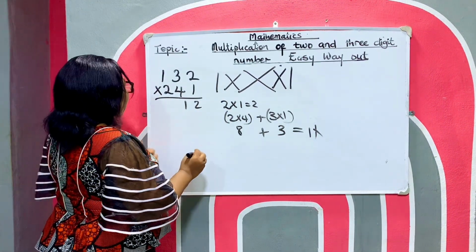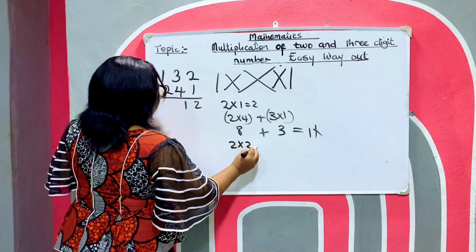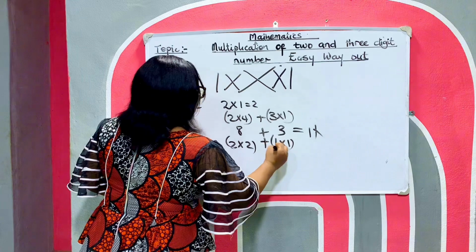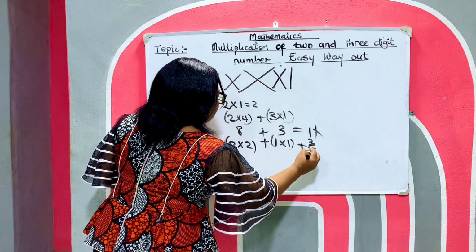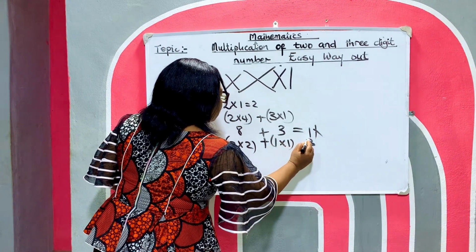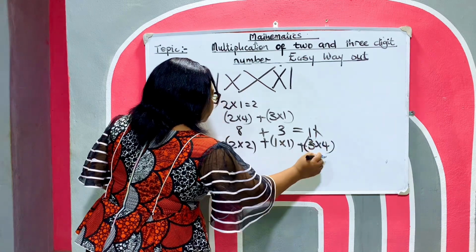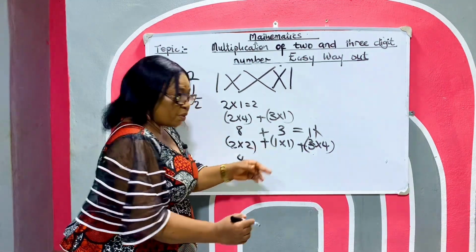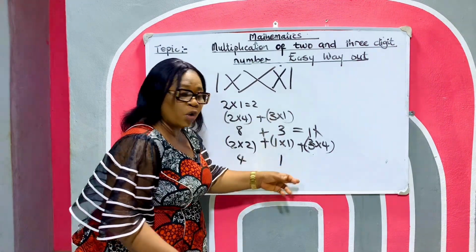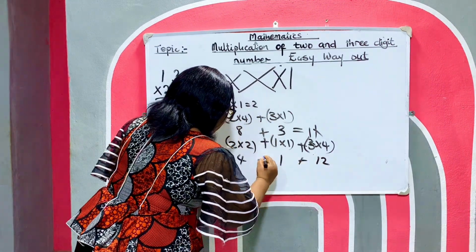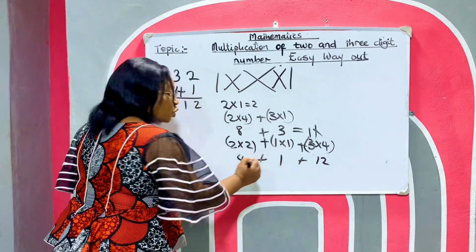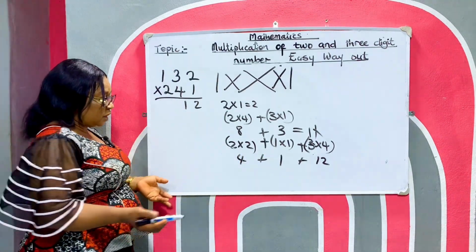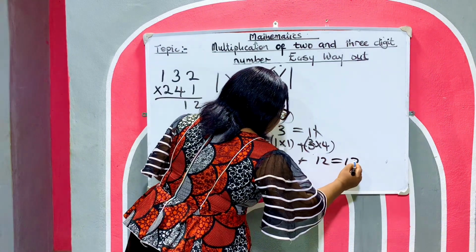So another move we're going to make is 2 times 2 plus 1 times 1 plus 3 times 4. Okay, 2 times 2 will give us 4. 1 times 1 will give us 1. 3 times 4 will give us 12. We add them up. 12 plus 1 will give us 13, 14, 15, 16, 17. So we have 17 here.